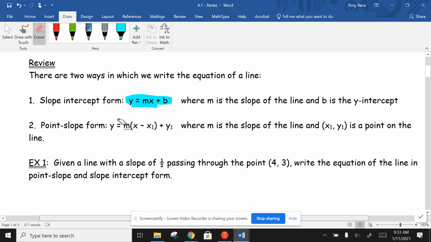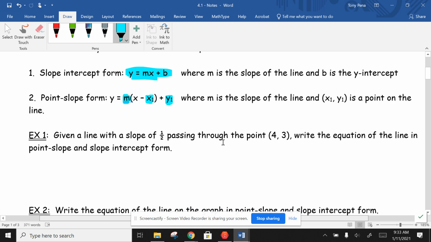Point slope form, just recall the m was still your slope, and then this is the x coordinate of the point, this is the y coordinate of whatever point you were given. All right, so a quick little review here.